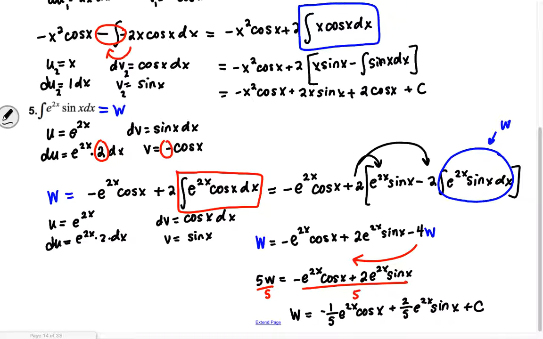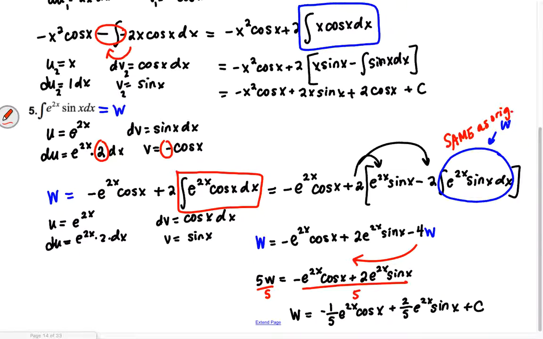So when you see that you have the same thing that you had before, same as the original, you let that be w, and then you basically get all the w's on one side and divide. It's rare that you have those ones. They're usually pretty easy, like example 1, example 2. Okay, makes sense?